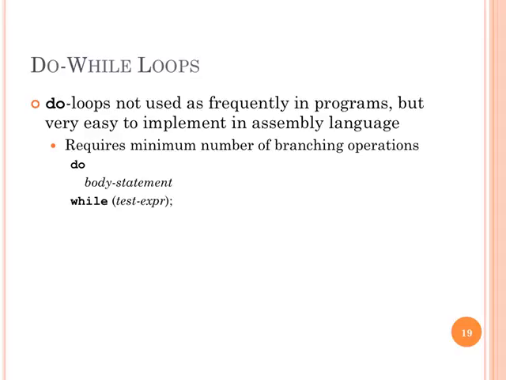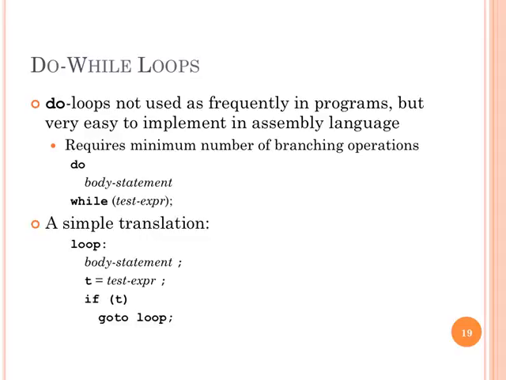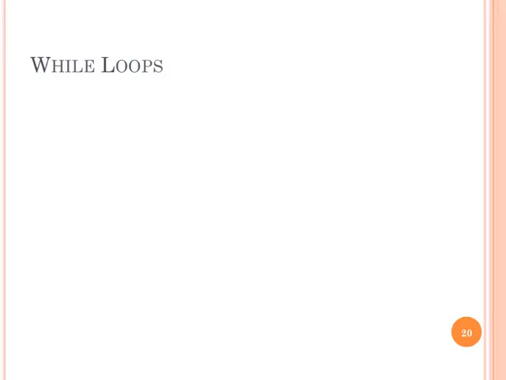Okay? But do actually is easier to translate than while. So we have a do and then a body statement, and then we have the test at the end. So we can just translate this as I have here. So we have a loop label at the top. Whatever the body statement is, we translate that into assembly code. We compute our test expression, and then if it's still true, we jump back to the top. Otherwise, we fall out of the loop. Okay? So do loops are pretty straightforward.